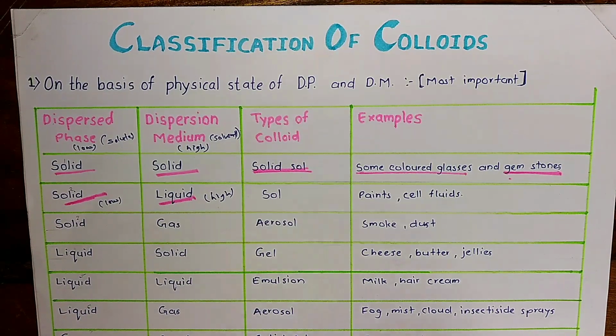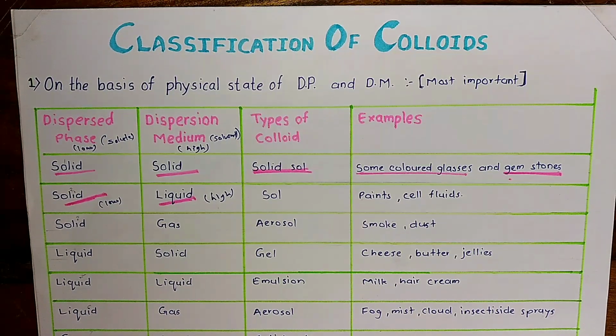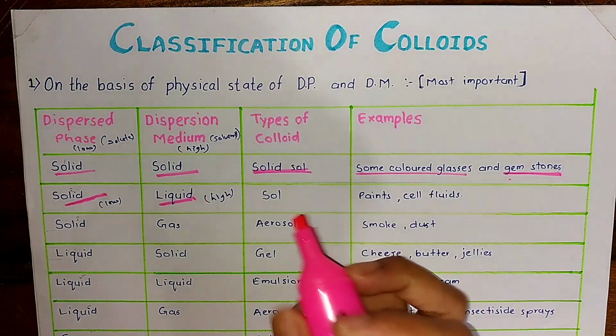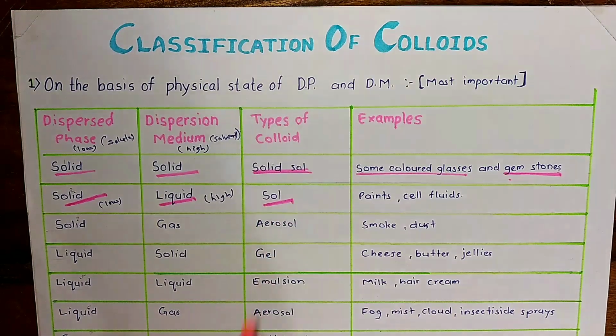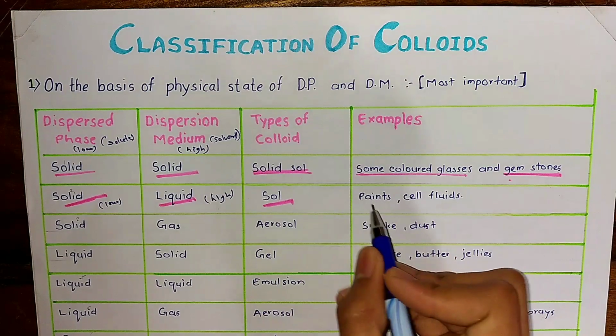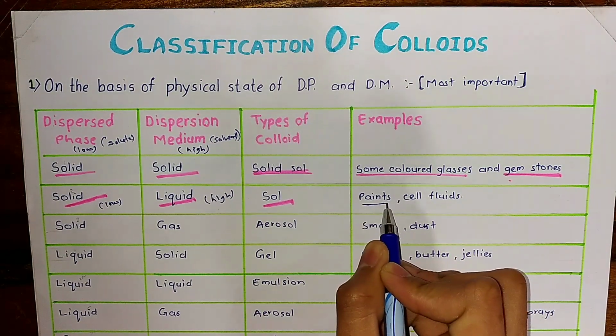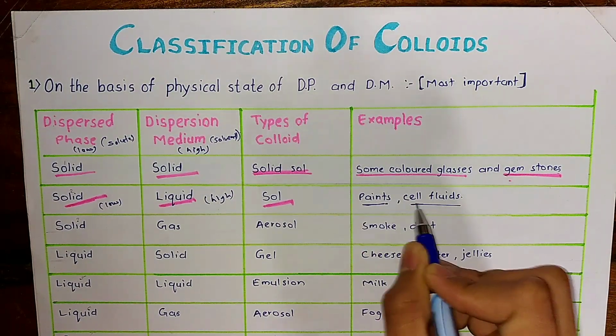If we mix solid in liquid, the colloid that forms is a sol, and examples are paints and cell fluids.